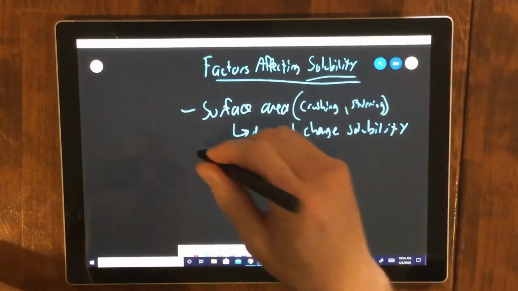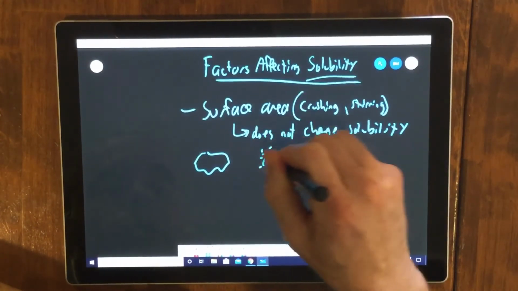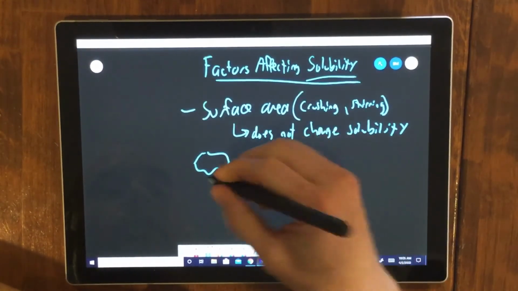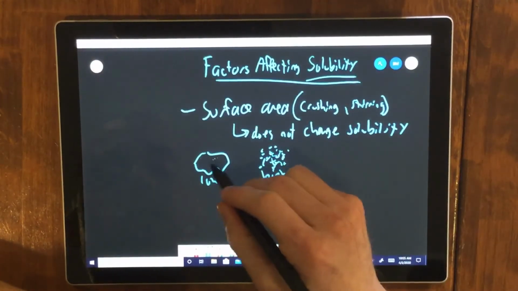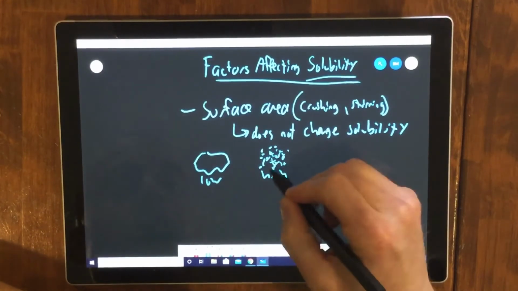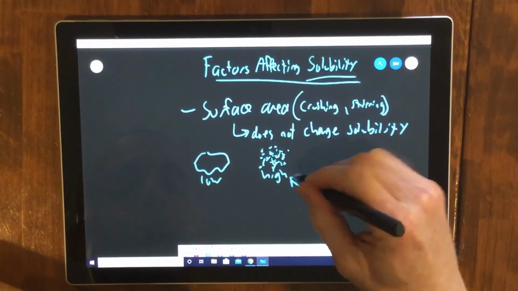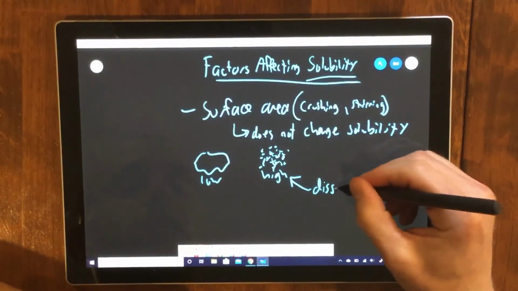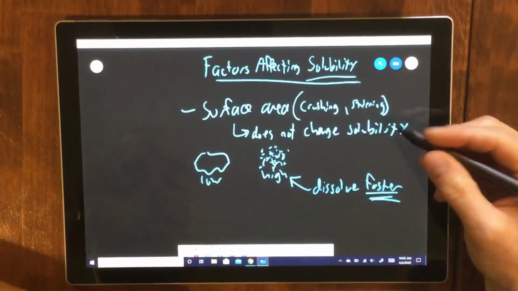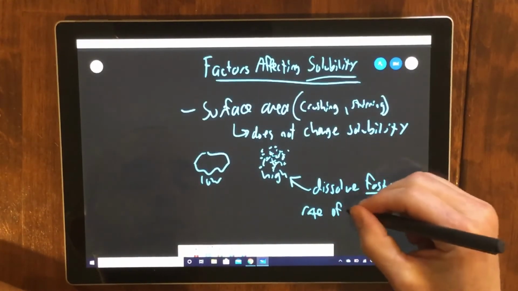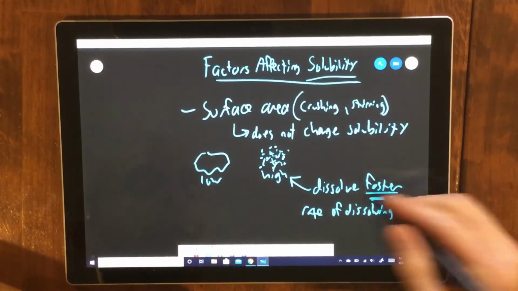If I have a big chunk of something and I smash it into all these little pieces, now I have little pieces. This has low surface area, this is high, right? So if I add a chunk of sugar or salt to water, or I add powdered sugar and salt to water, this one here, high surface area, will dissolve faster. That's the key. The rate of dissolving increases, meaning it'll dissolve faster.